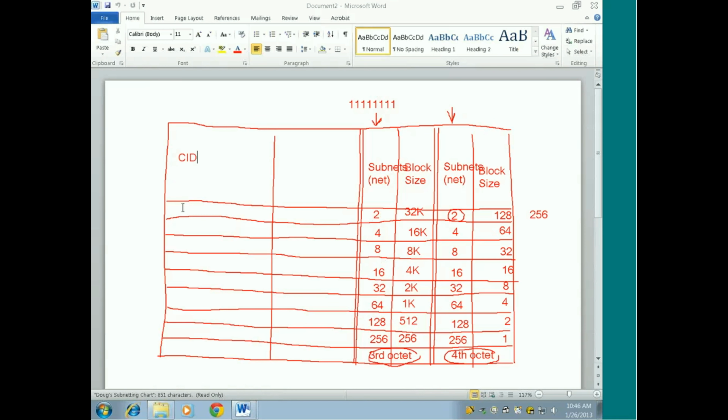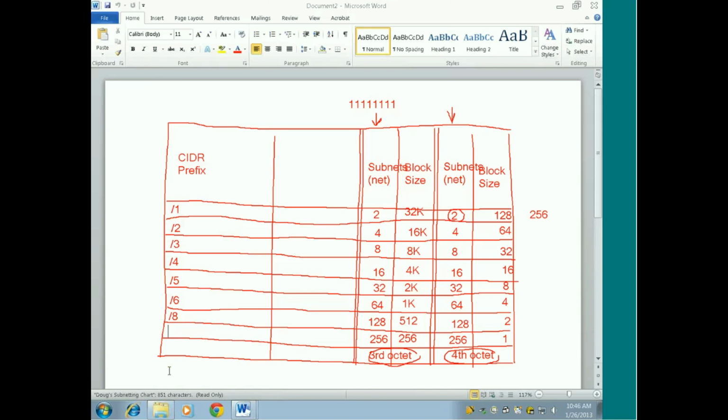This column is known as CIDR, classless interdomain routing. It's also known as your prefix. Here they are. Notice I didn't start with /0. Why? How come I didn't start with /0? It's reserved. All zeros is reserved.